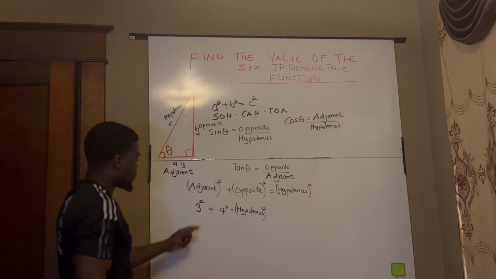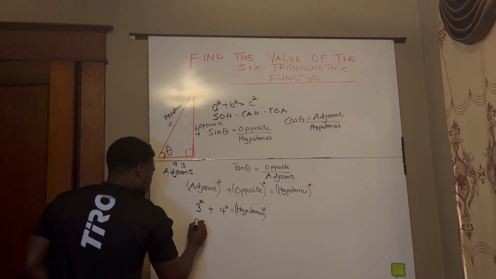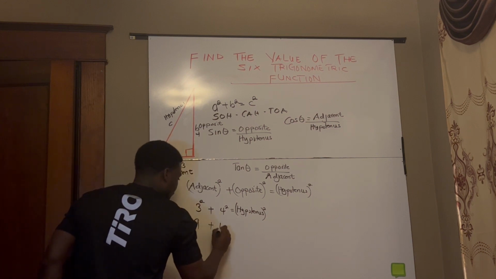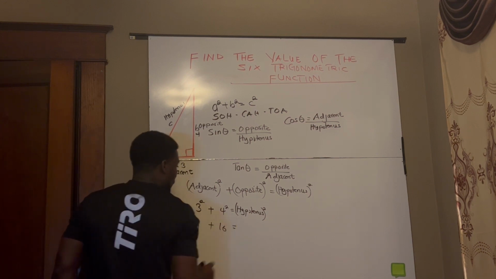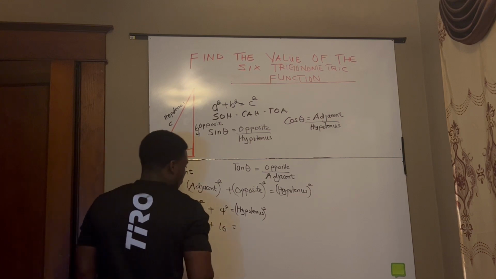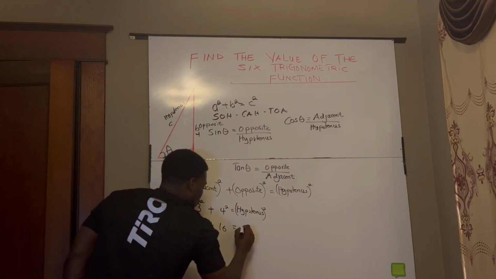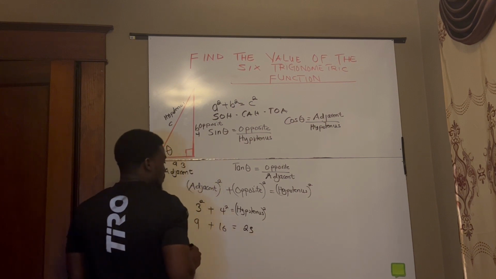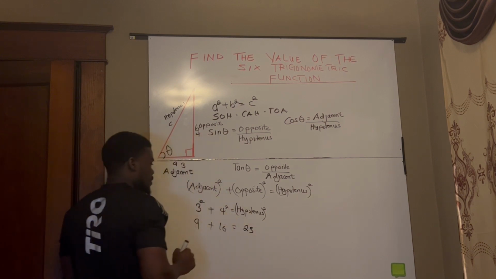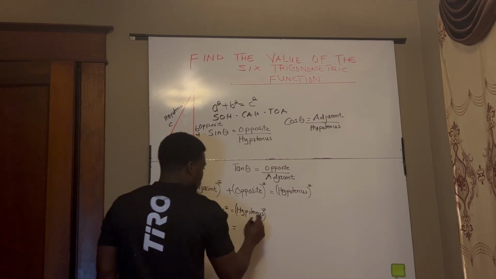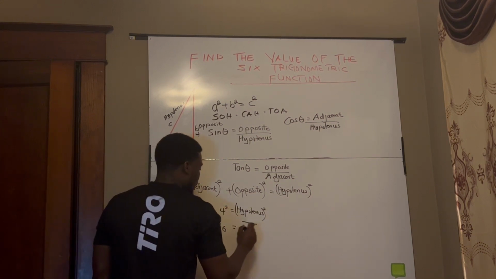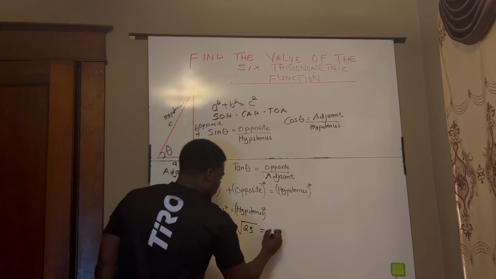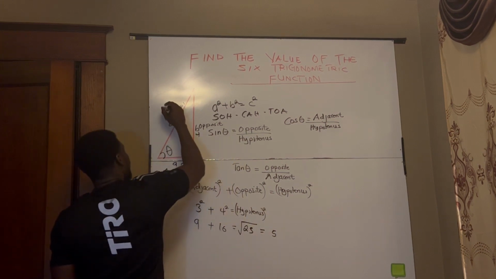So the square of 3 is 9, plus the square of 4, which is 16. Hypotenuse squared is going to be 9 plus 16, which gives you 25. Because there's a square, we put this under a square root, and the square root of 25 is 5. So our hypotenuse here is 5.